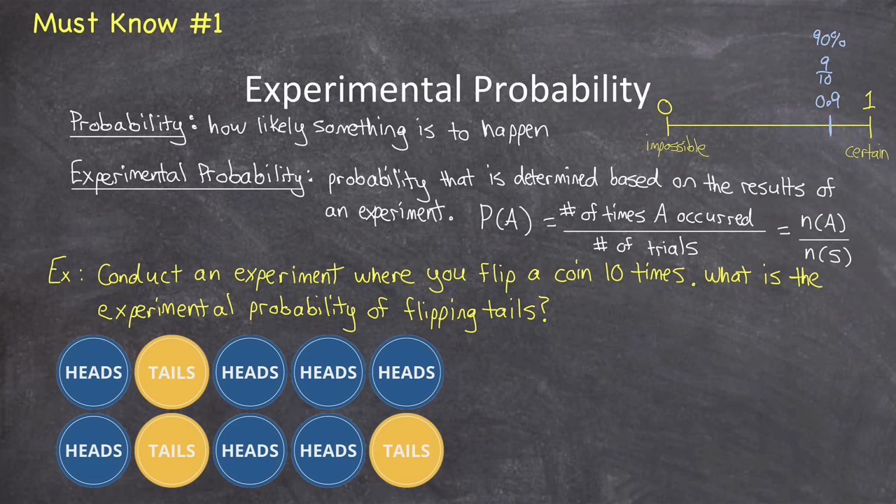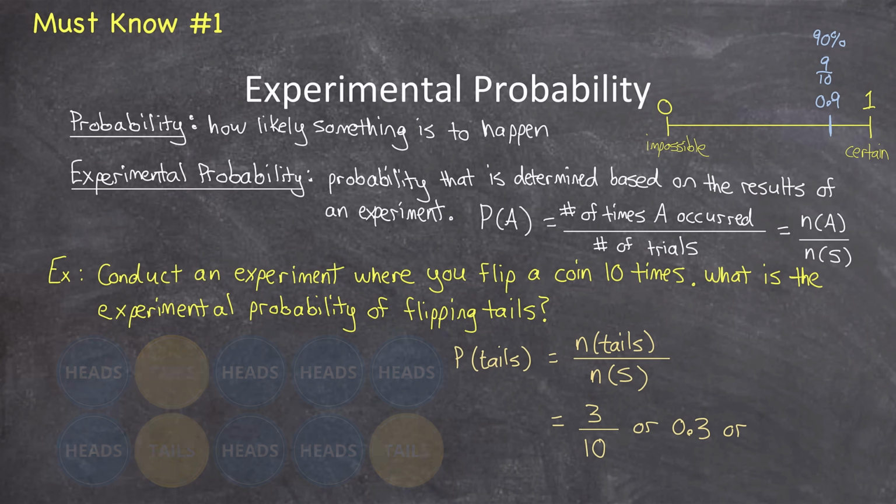trials of the experiment. Now back to our experiment where we flipped a coin 10 times, we wanted the experimental probability of flipping tails. To calculate the experimental probability of flipping tails, I would need to do the number of times that tails occurred, divided by total number of elements in the sample space, or the total number of trials of this experiment. So based on our experiment, we got 3 tails out of 10 total flips of the coin. So our experimental probability of flipping tails is 3 out of 10, or we could write that as a decimal, 0.3, or as a percentage, 30%.